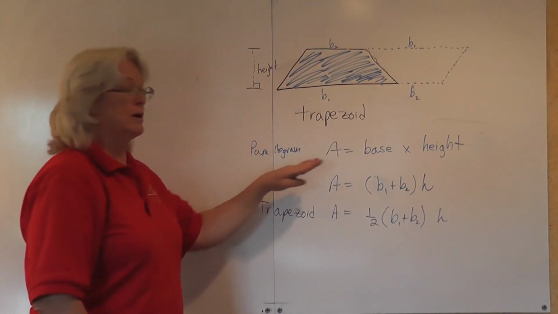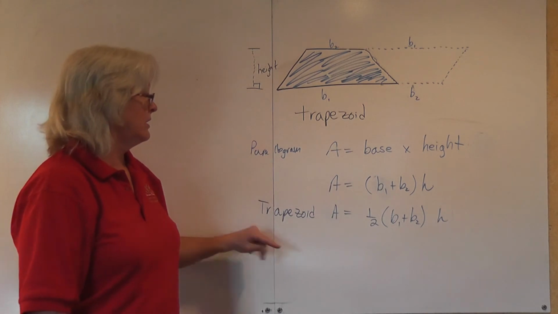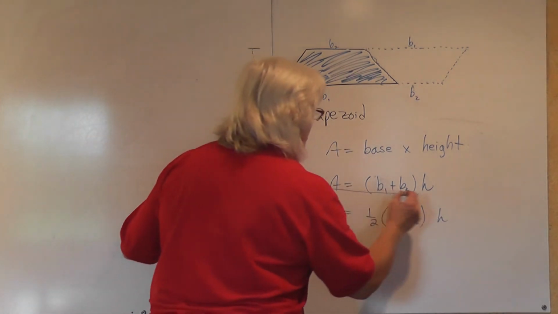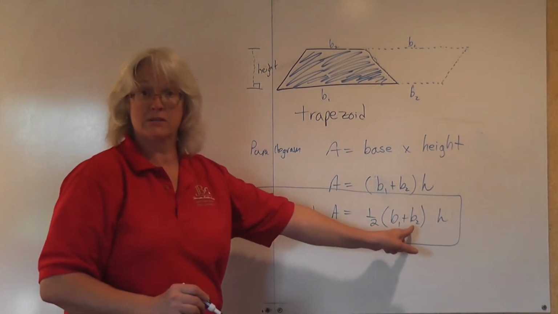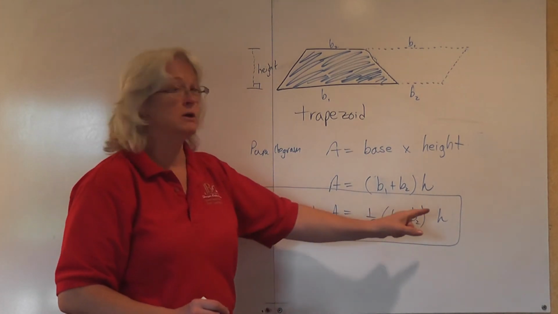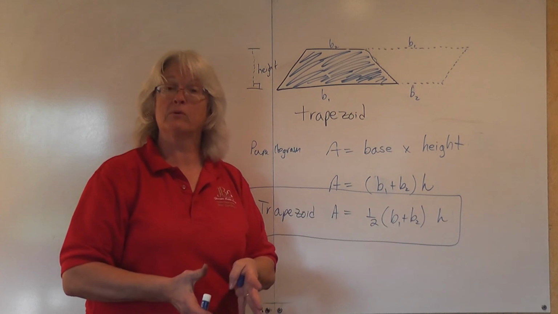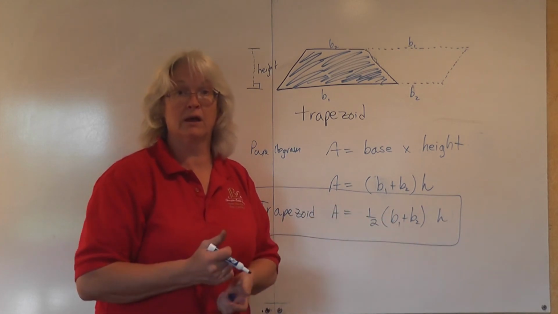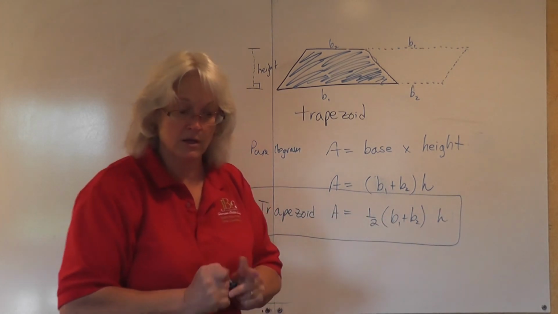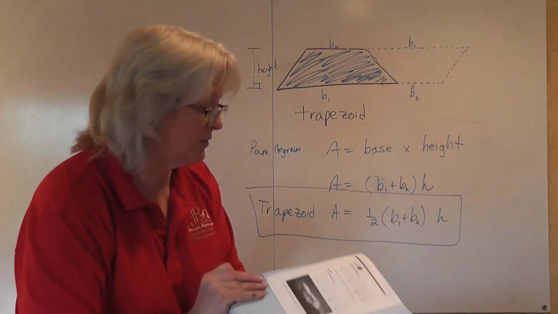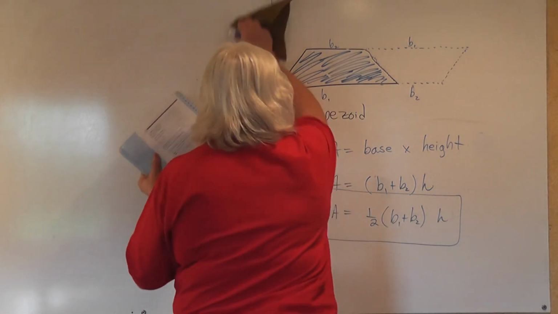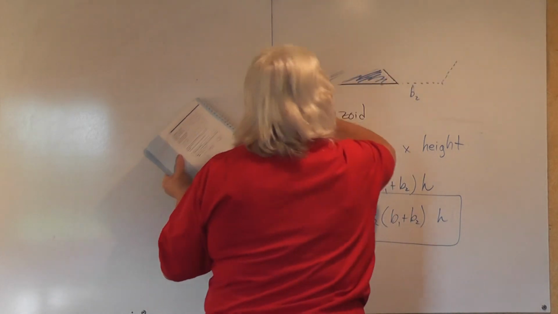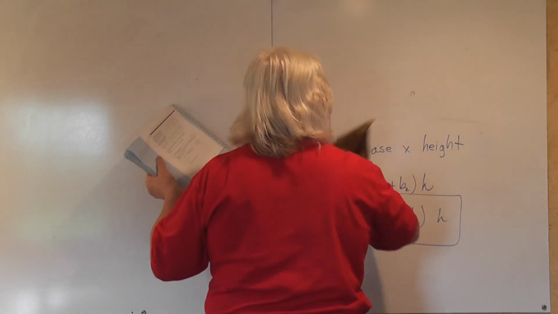Area of a parallelogram is base times height. Area of a trapezoid is 1/2 times the sum of the bases times the height. If you don't memorize the formula, you cannot calculate the area of a trapezoid. So let me pick one for you to do, and we'll use the actual example in the book, which is on page 406.